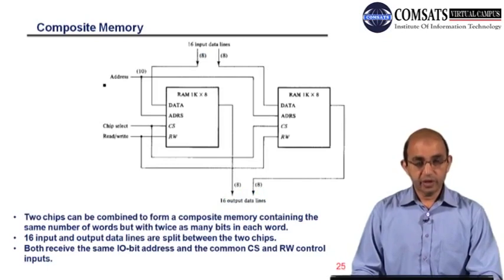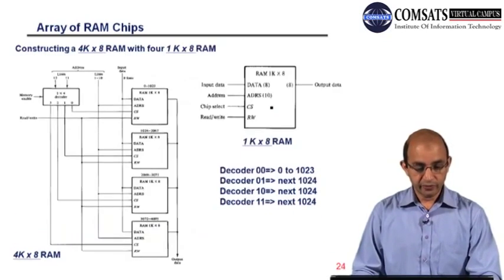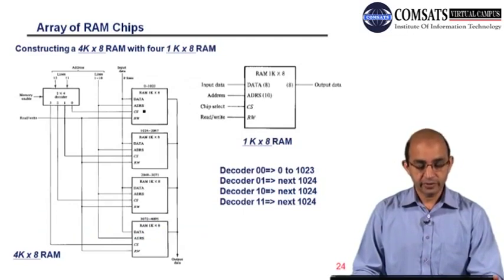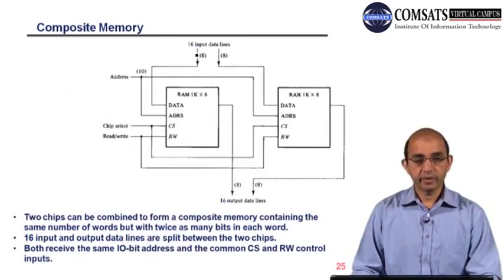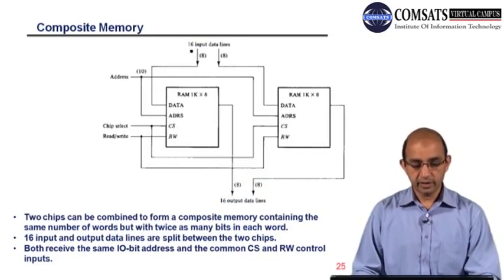And then we can also have the composite memory. Here we have a large number of words, starting from 0 to 4095 words. Each word has a length of 8 bits. So if I want to have a word that has a longer length, here we have a 16-bit word. What I did over here is use a composite memory. So this is one chip and this is another chip.